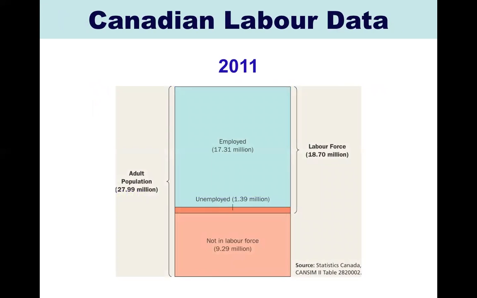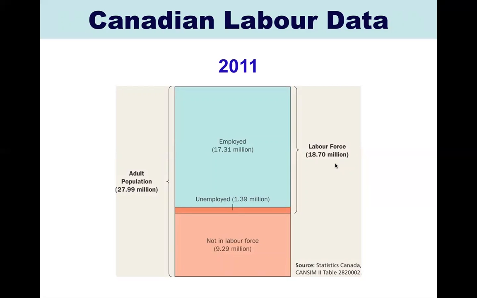So here we have the Canadian labor data. We see that we have about 28 million people in the adult population. And of this 28 million, we have 18.7 million in the labor force. This is approximately 66%. It's about 2/3 if you do a quick estimation. Not in the labor force, well, that's 1/3. So again, a lot of retired people coupled with, of course, a group of students that are not in the labor force, but again, mostly retired people. And then we have our unemployed, 1.39 million.